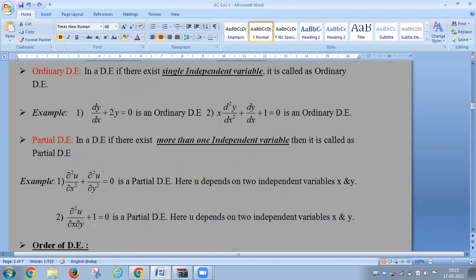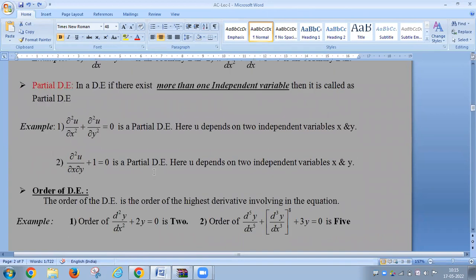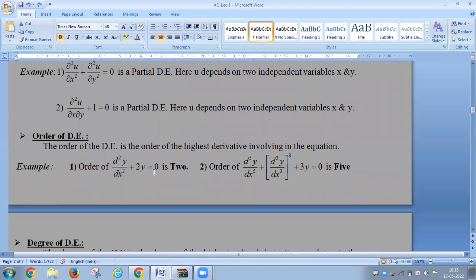So in the first 2 units, we will study the procedure to solve ordinary differential equations only. We'll solve ordinary differential equations only.